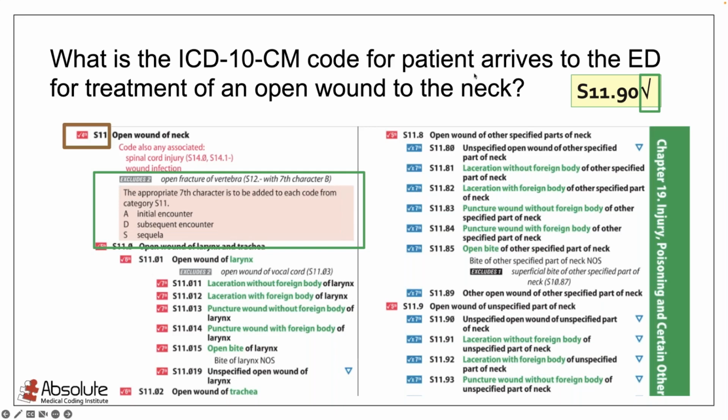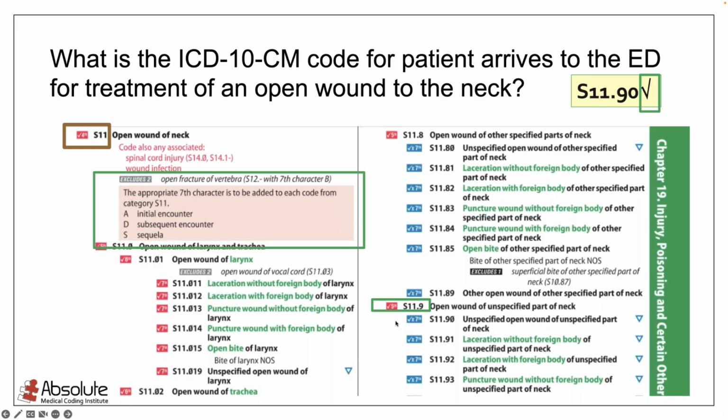Now let's start with the boss, S11, that tells us we're in the correct category, open wound of the neck. And if we read underneath, it says code also for any associated spinal cord injuries or wound infection. Our documentation doesn't mention any of that, so we can continue until we get to subcategory S11.9. So if we look down, let's go ahead and go further right up underneath it, S11.90. We found our code, and if you look, there is a blue box next to it. And that blue box has a check mark, right?